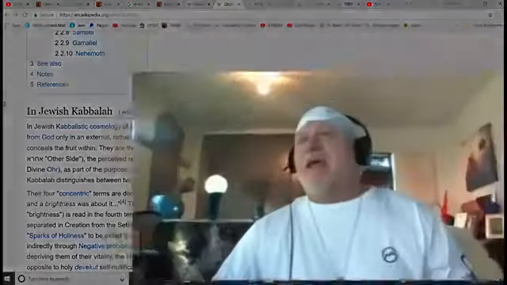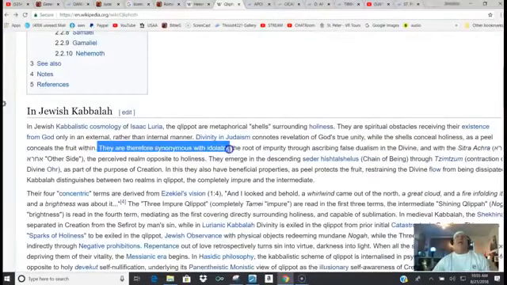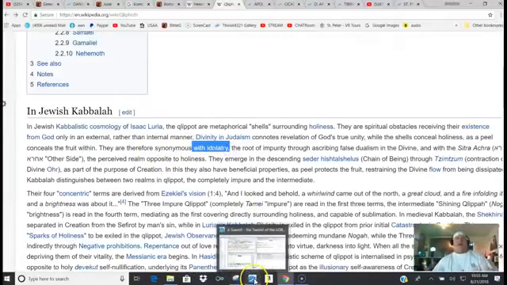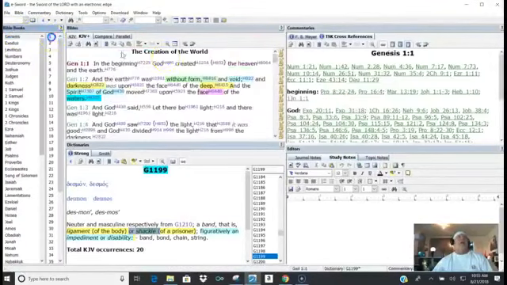Because the divine, the Lord your God, is one. He's not two in one. Do you understand? It's not two different energies. The Lord your God is one. This is two separate things within the host body. Now watch. Okay, they are therefore synonyms with what? Read it for yourself. So your host body, the kelapot, the shell, is a synonym with idolatry. I want you to look at that. Stare at it. The host body is a synonym with idolatry.